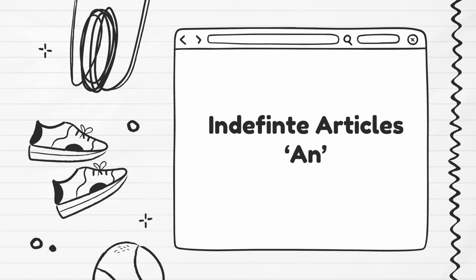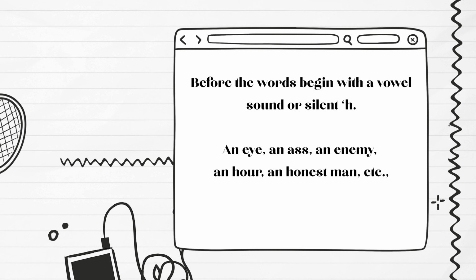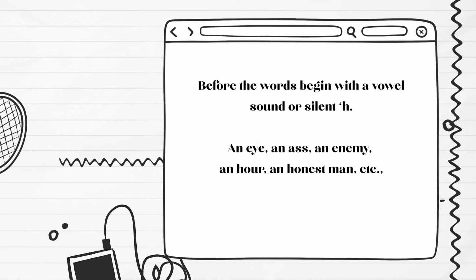Next, let's observe the use of the indefinite article an. Before the words that begin with a vowel sound or silent h. An eye, an ass, an enemy. An hour, an honest man, etc.